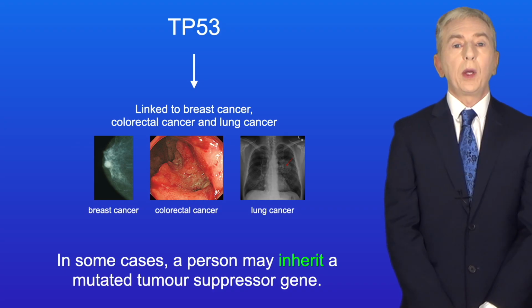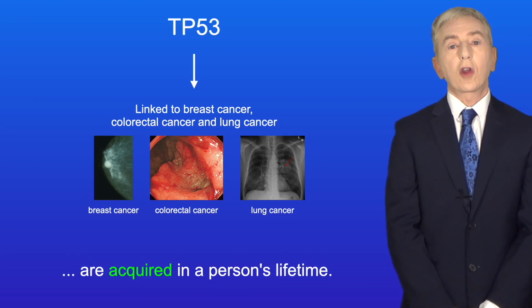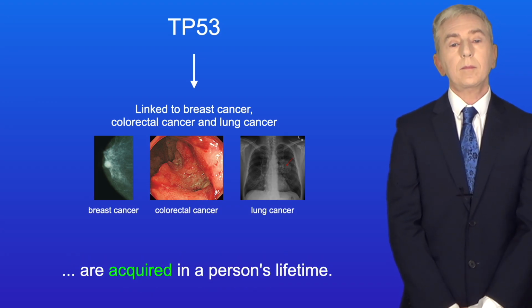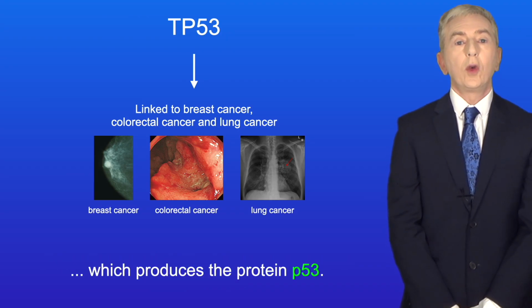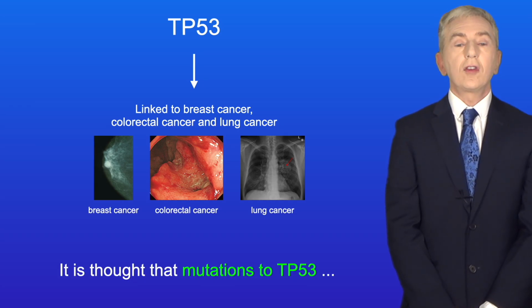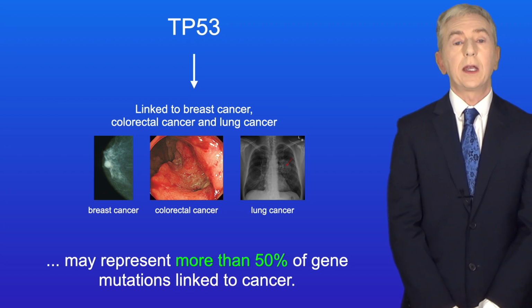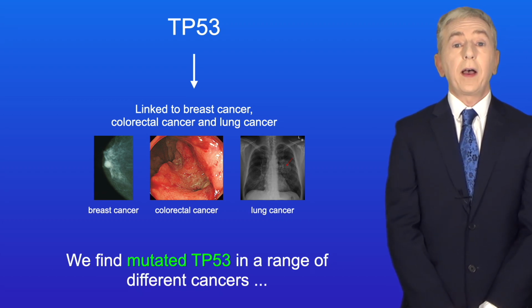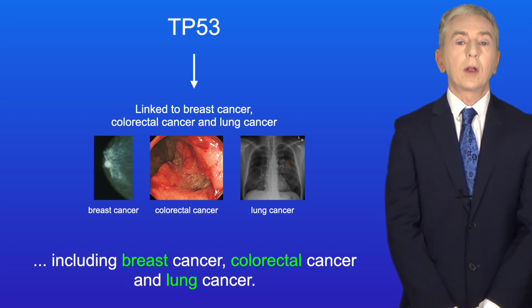Now, in some cases, a person may inherit a mutated tumour suppressor gene. However, most mutations to tumour suppressor genes are acquired in a person's lifetime. A good example is the tumour suppressor gene TP53, which produces the protein p53. It's thought that mutations to TP53 may represent more than 50% of gene mutations linked to cancer, and we find mutated TP53 in a range of different cancers, including breast cancer, colorectal cancer, and lung cancer.